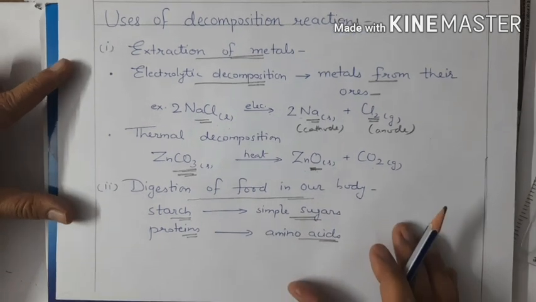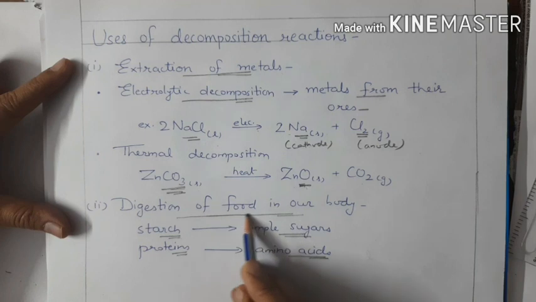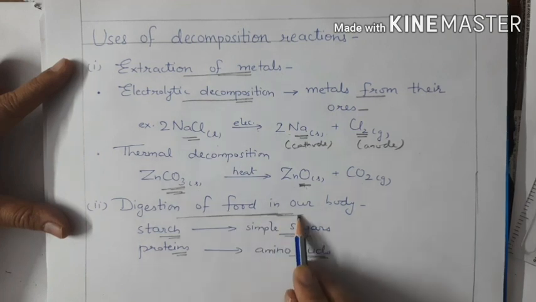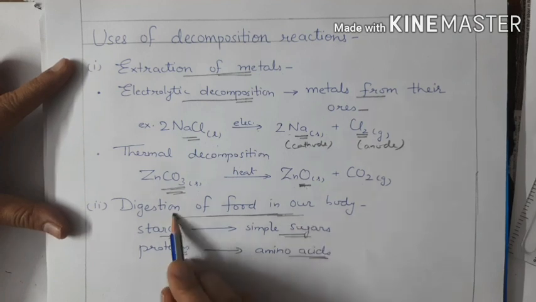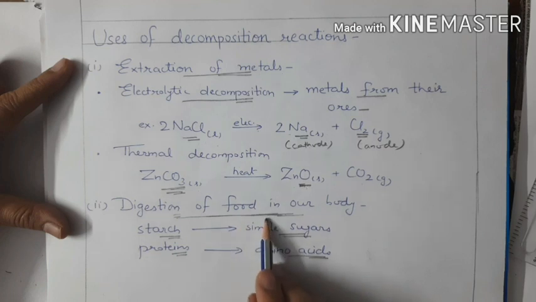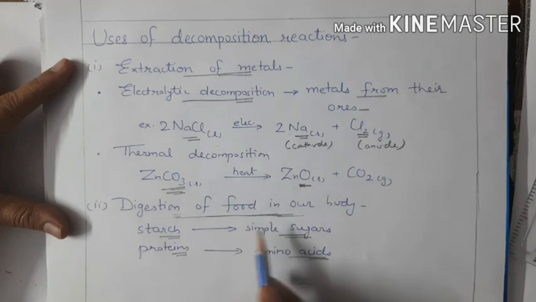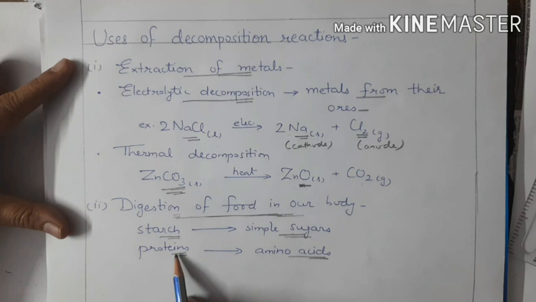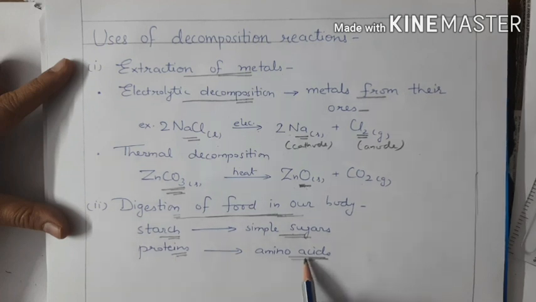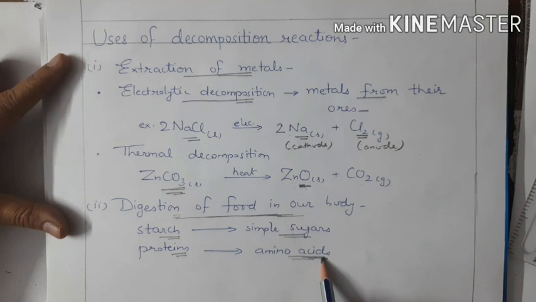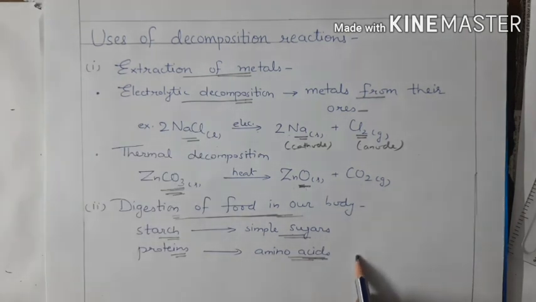Next use of decomposition is in the digestion of food in our body. When we eat food, we eat food which contains starch and proteins. During the process of digestion, these foods are broken down into simpler substances, such as starch is converted into simple sugars, while protein is converted into a simple soluble form, that is in the form of amino acids, which can be easily absorbed by our bodies. So, this is another use of decomposition reaction.